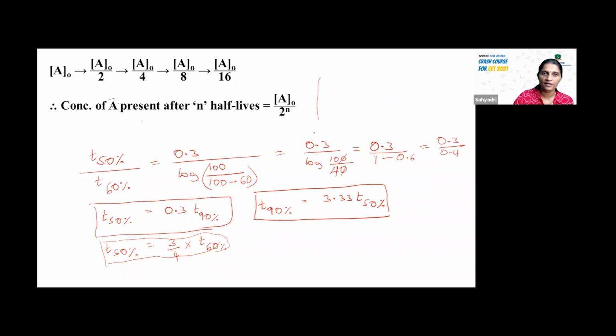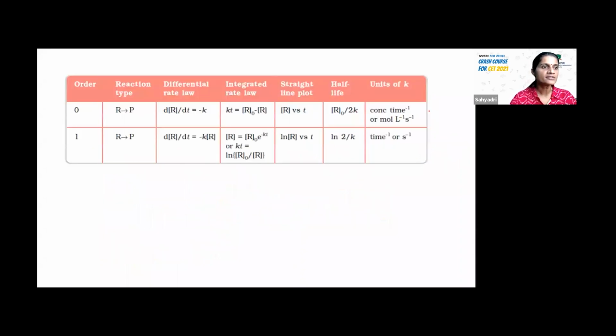So in general, this is applicable for any order reaction: T half of any order reaction is inversely proportional to the initial concentration raised to the power n minus 1, where n is the order of the reaction. If n is 0, then A to the power minus 1, T half is directly proportional to A. If n is equal to 1, A to the power 0 is 1. It's independent of initial concentration. If n is equal to 2, T half of a second order reaction is inversely proportional to A, etc. Here n is the order of the reaction. Clear? Yes.